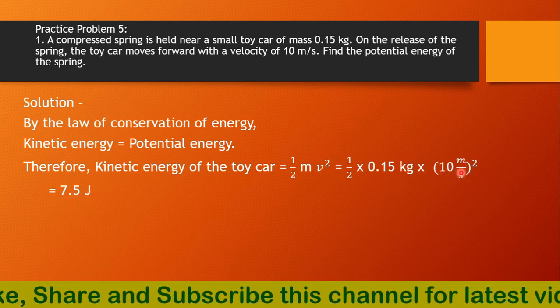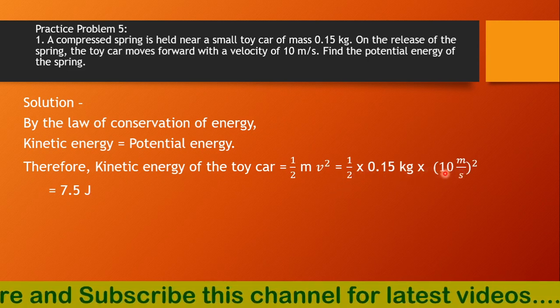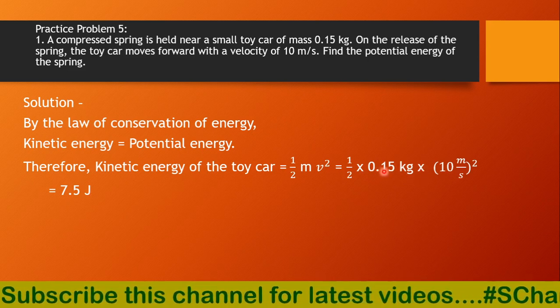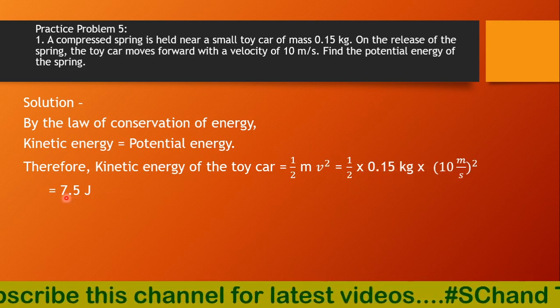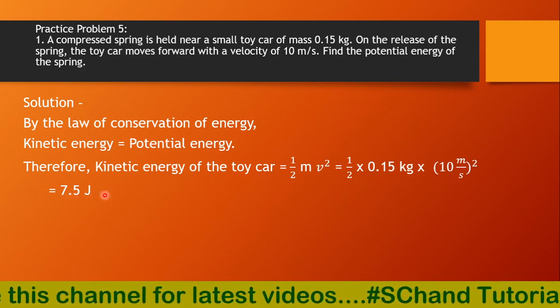10 into 10, that is 100. So 100 divided by 2, that is 50. So 50 into 0.15 will come out to be 7.5 joule.